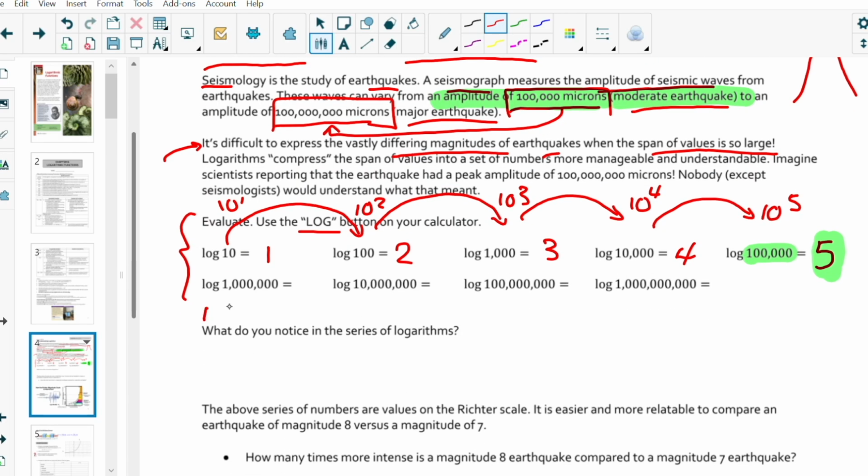Log of 1 million. Well, that's 10 to the 6. Well, I know that's going to be 6. Log of 1 million, 6. Okay? 10 to the 7th right here. Log of 10 million. Well, that's 7. Log of 100 million. 1, 2, 3, 4, 5, 6, 7, I can count the zeros. Well, we know that's 10 to the 8th, right? Log of 10 to the 8th, that's 8. Log of a billion, you got it, 9.